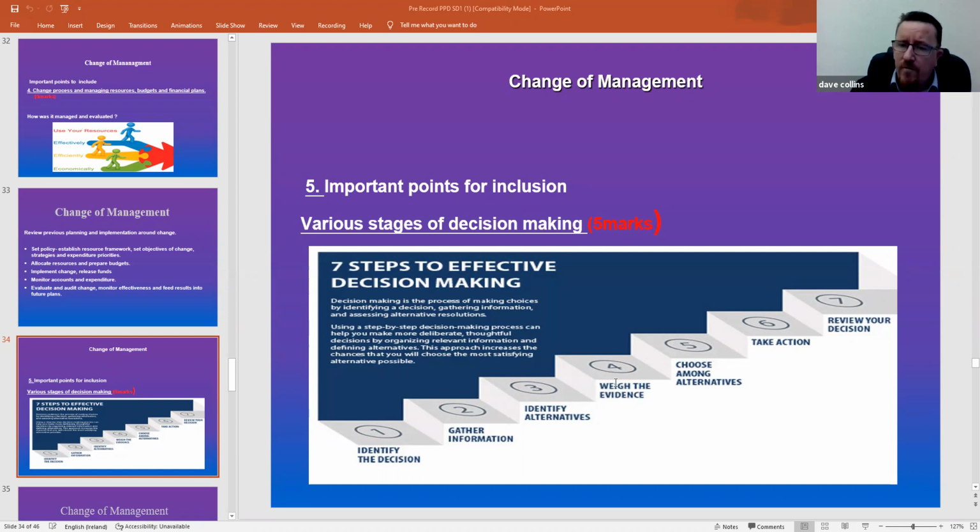Number 4, weigh up the evidence. Is this going to be good? Is this going to be bad? Number 5, choose among the alternatives. When you have all your choices there in front of you, choose among the alternatives. Number 6, take action. And number 7, review your decision.